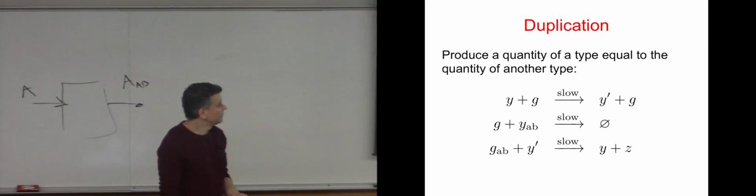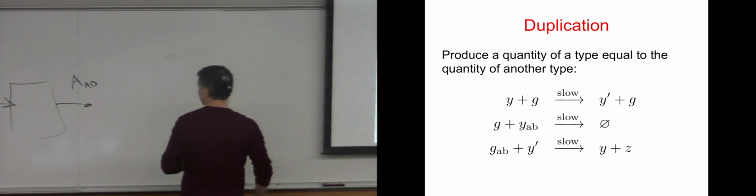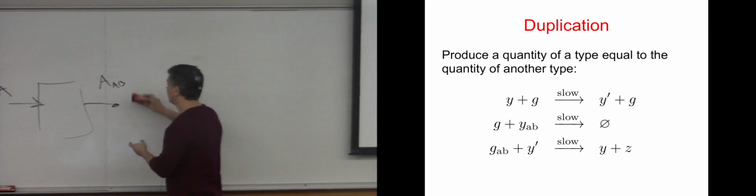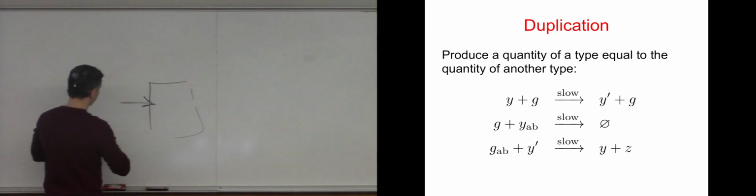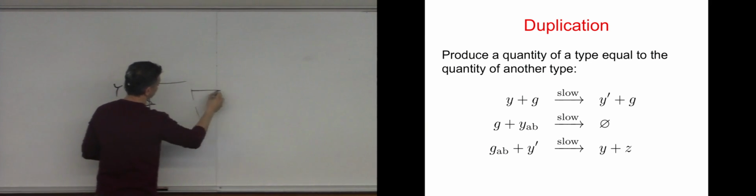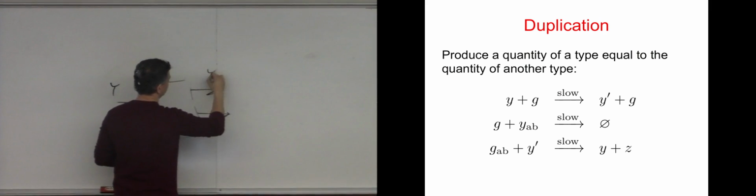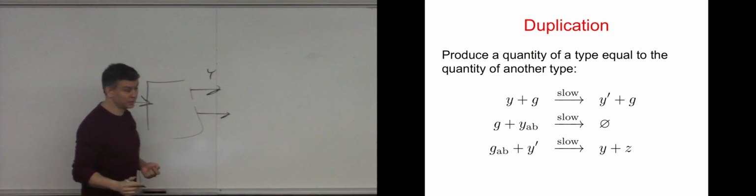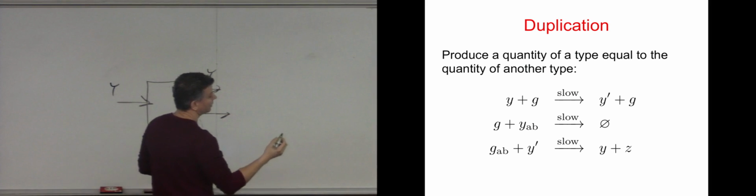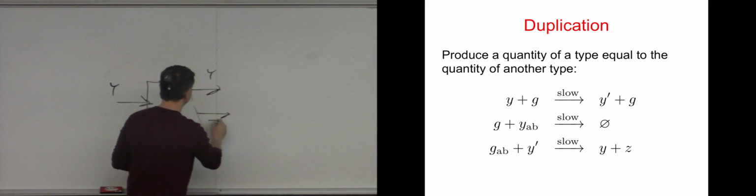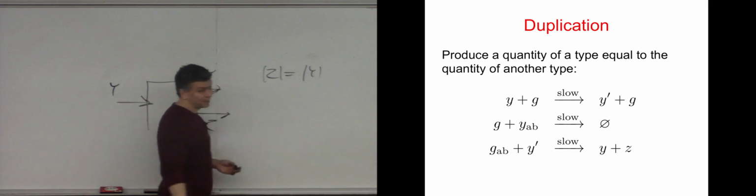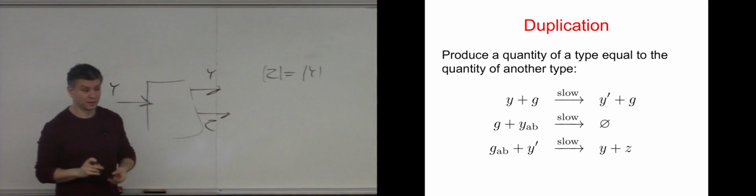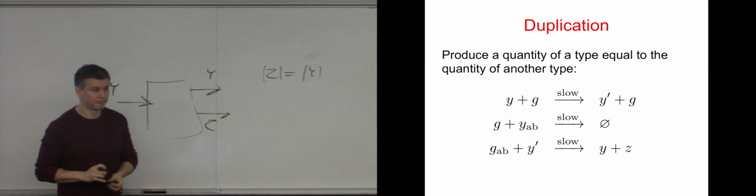This is a construct that duplicates a given quantity. So the idea is that if I dump some quantity y into the system, what I want to come out is for the value of y to remain unchanged, but then I want an output quantity of z, where z is equal to y. So I'm going to duplicate a quantity. Exactly. So how does this work?